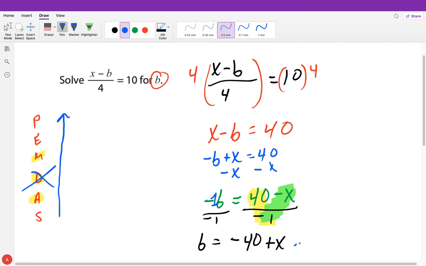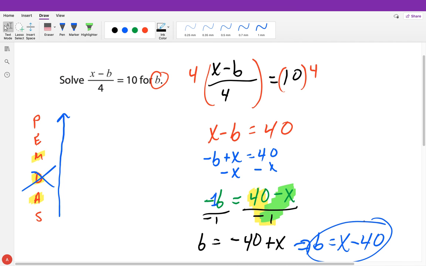And then the proper way of writing this will be b is equal to x minus 40, because we will write our variable first. The only time we don't necessarily write our variable first is if it's a negative. Sometimes we'll write it as 40 minus x. But once that variable is positive, we will write it as x minus 40. But regardless, if you write your answer like this or like this, you're still getting full credit.